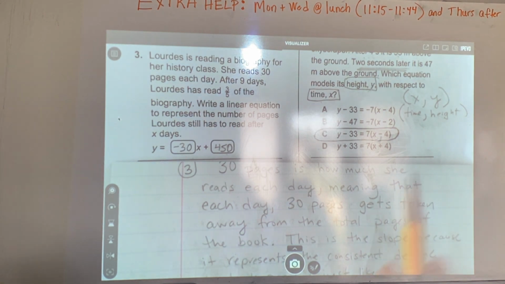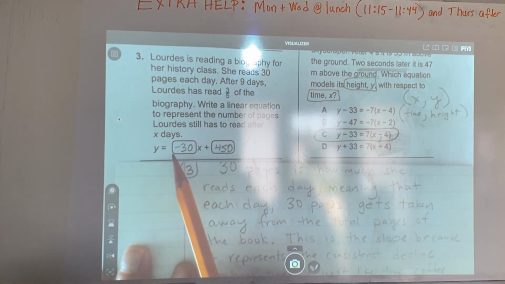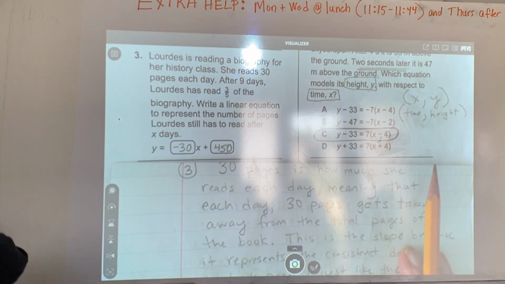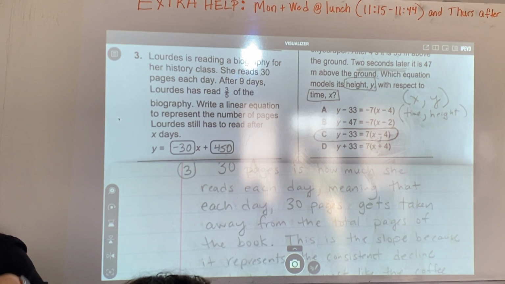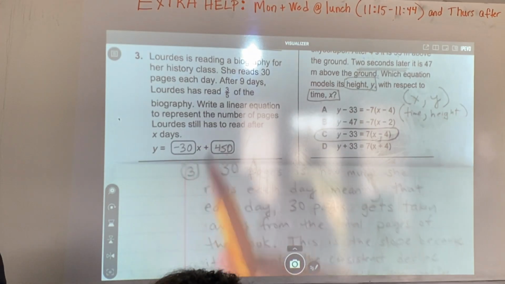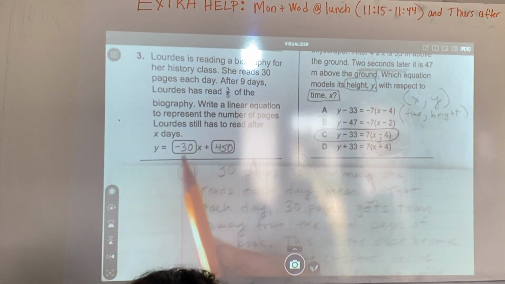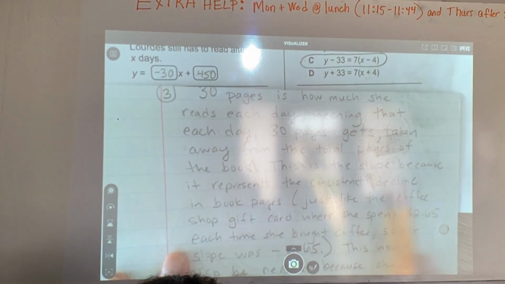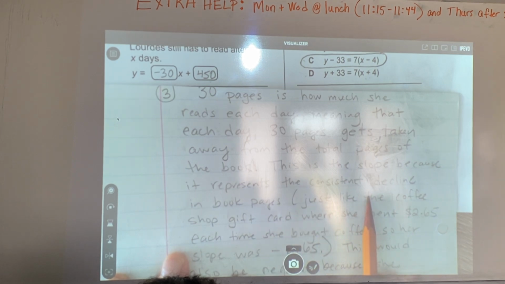So we're gonna represent that as a negative in our equation because as she reads, it's acting like our slope. Because if she reads 30 pages every day, that's a consistent amount. Remember how we talked about the elevator rising steadily, and that was our positive slope? Well, now she's reading 30 pages, so she's getting rid of them, 30 pages a day. That's our negative slope, and that's why it is in front of us here. All right. So this is the slope, because it represents the consistent decline in the book.